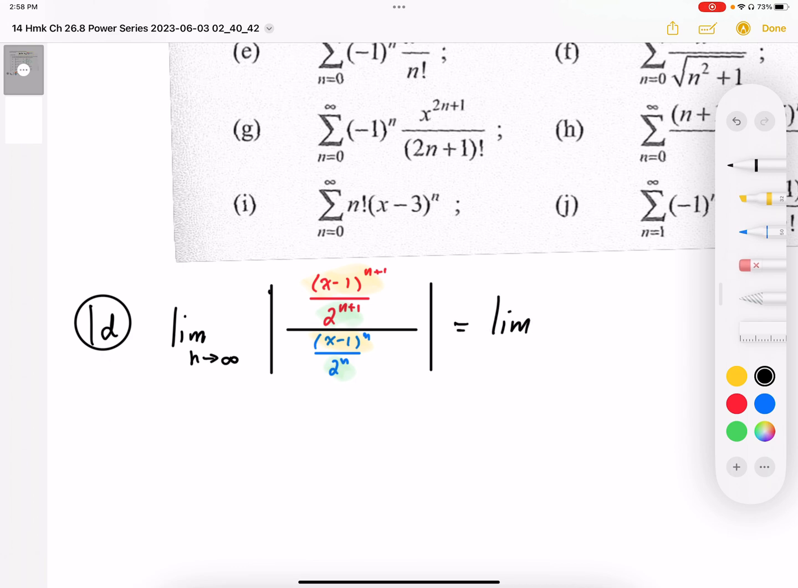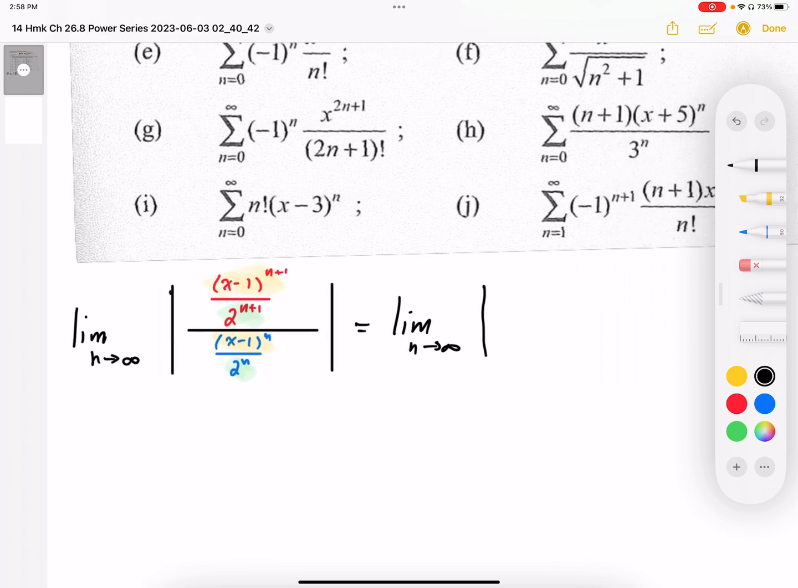we have the limit as n approaches infinity, and the 2^n terms, we're going to write as 2 to the power n, and then the 2 to the power n+1 we'll just write as 2 to the power n times 2, and we'll group those together. And with the (x-1) terms, we're going to end up with (x-1) to the power n, and I'm going to put an extra factor of (x-1) for the plus 1. And then in the denominator, we end up with (x-1) to the power n.